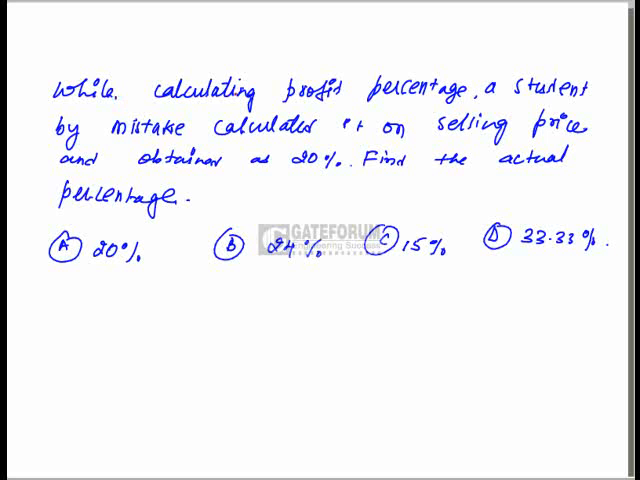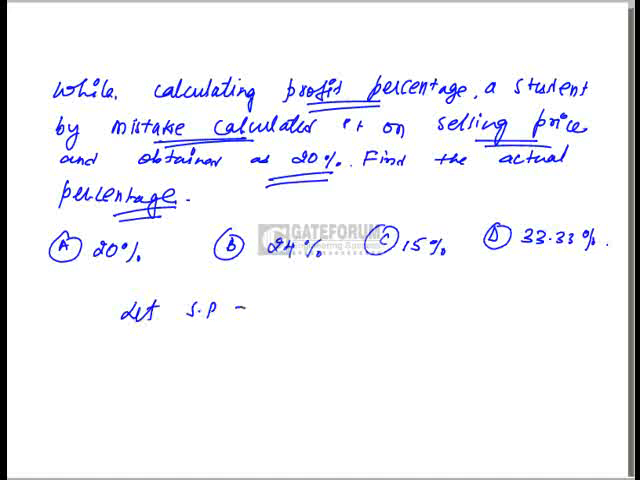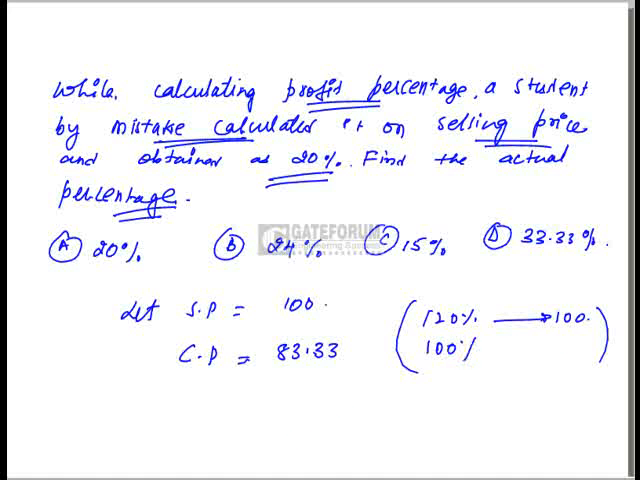It is given that while calculating the profit percentage, a student by mistake calculated it on selling price and he has updated it as 20%. Now we have to find the actual profit percentage. So let the selling price be some 100 units. Now, as the selling price is 100, the cost price will be 83.33, which is obtained by the direct method. Like 120% is 100, then 100% is how much, which will be nothing but 83.33.